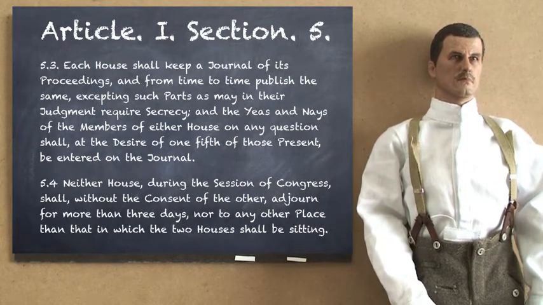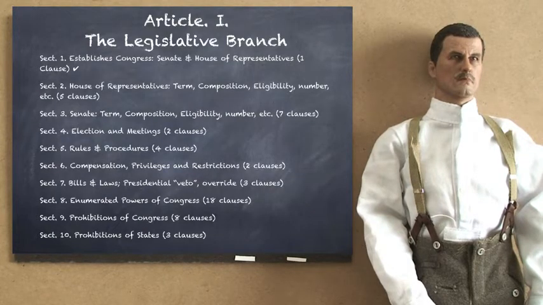Okay, the last clause here is 5.4. It says, neither House, during a session of Congress, shall, without the consent of the other, adjourn for more than three days, nor to any other place than that in which the two Houses shall be sitting. So it just says that they can't adjourn for more than three days, and they have to meet at the same place. Okay, so that basically covers Article 5, and like I said, that pretty much covers just rules and procedures that they've laid out there.